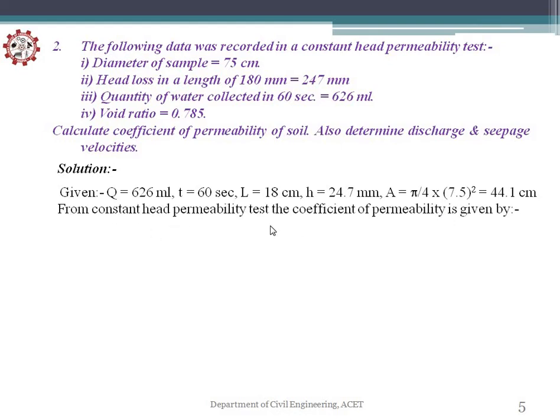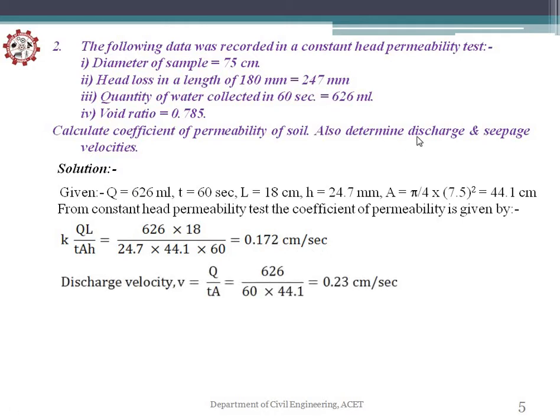So we are applying constant head permeability test. It is given, and we are applying this formula K equals QL upon TAH. Applying all the values given, K is 0.172 centimeter per second.